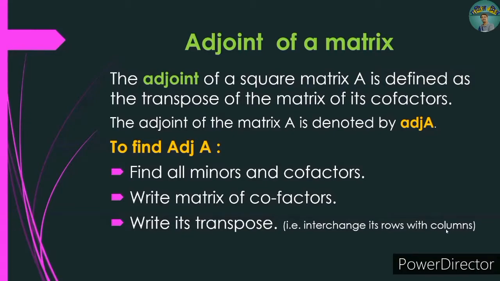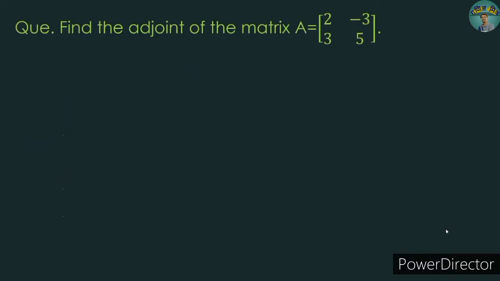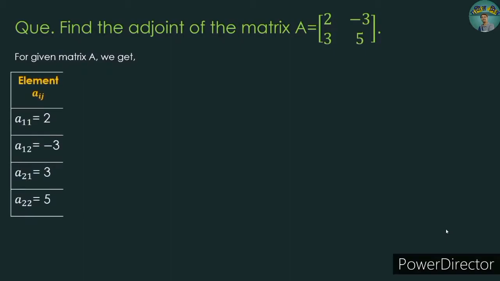So with the help of this concept, let us find out the adjoint of a matrix. Initially, we are considering this 2 by 2 matrix. This one is very easy. Initially, we are going to find out all its minors and cofactors. Let me write all the elements of that matrix A. First element is A11, so A11 is equal to 2. Then second is A12, which is minus 3. Then third element is A21, which is 3. And fourth element is A22, which is 5.